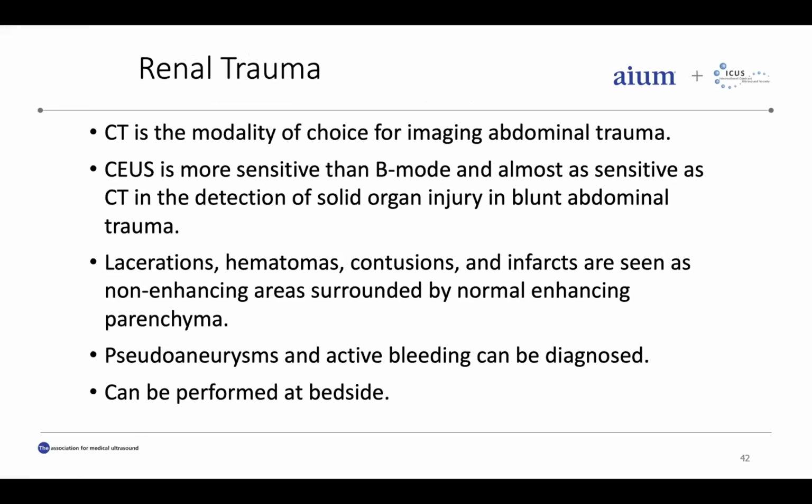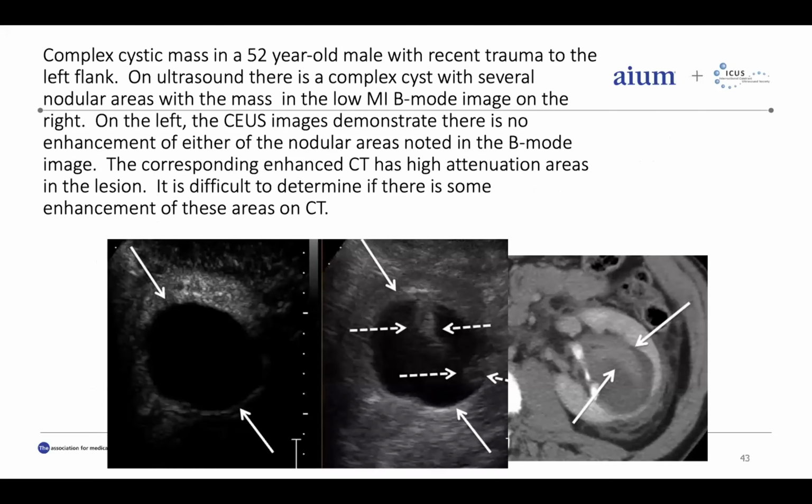We can also use this for renal trauma. CT is really the modality of choice, I think, when the patient comes into the ER, but many times these patients go to the intensive care unit and need to be followed. And ultrasound, because it's portable, is very helpful for doing this in the unit and not having to bring the patient down to the department. Lacerations, hematomas, contusions, and infarcts are seen as non-enhancing areas surrounded by normal enhancing parenchyma. Pseudoaneurysms and active bleeding can be diagnosed. And most importantly, again, this can be done at the bedside.